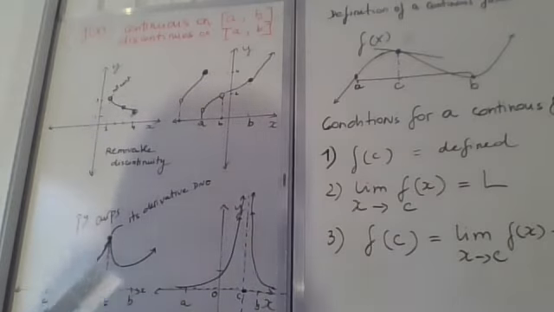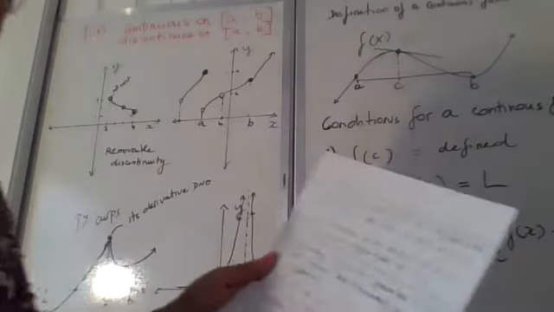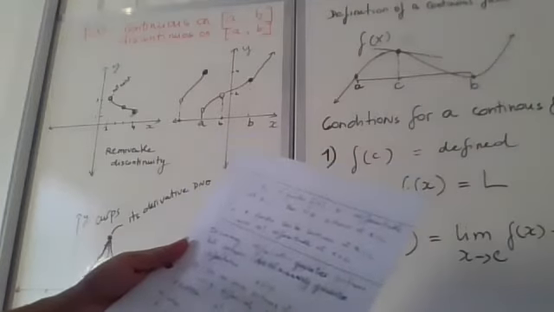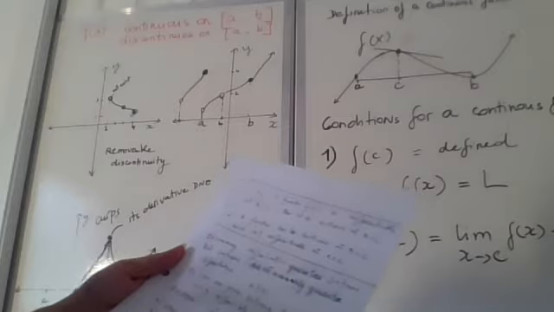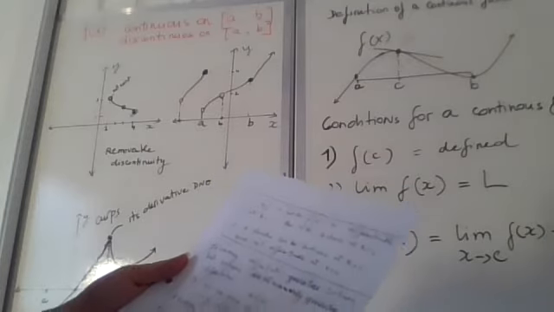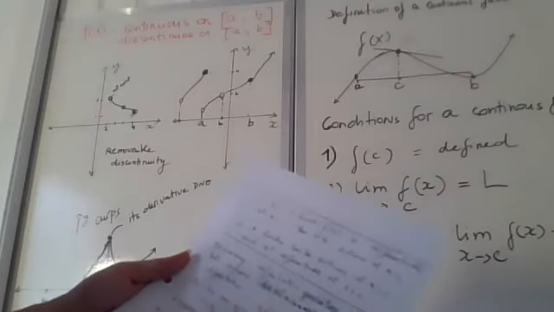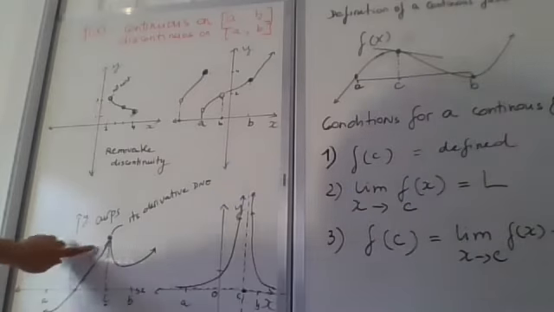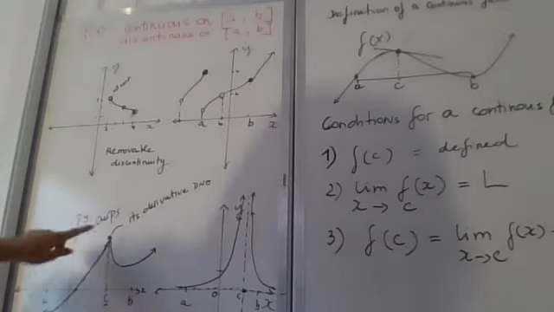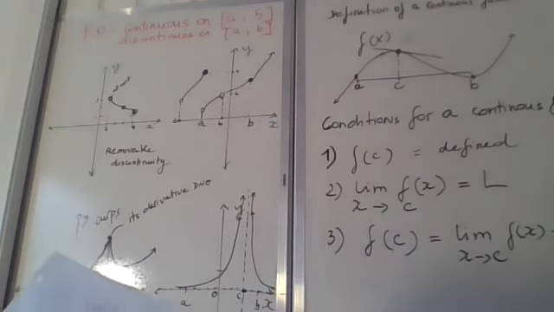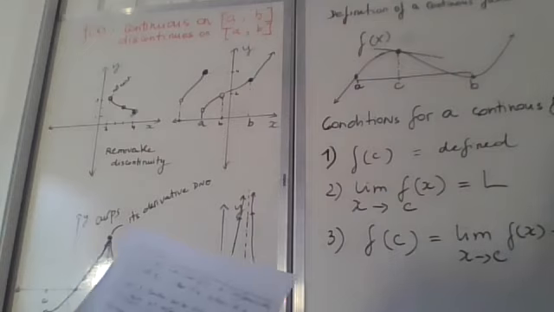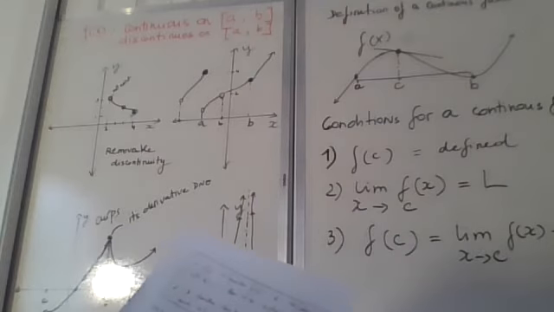I can read this to you, and it's in my notes. If a function f of x is differentiable at x equals c, then it is continuous at x equals c. A function can be continuous at x equals c and not differentiable at x equals c. In this case, I drew the graph here. So in short, we can say differentiability guarantees continuity, but continuity does not necessarily guarantee differentiability.